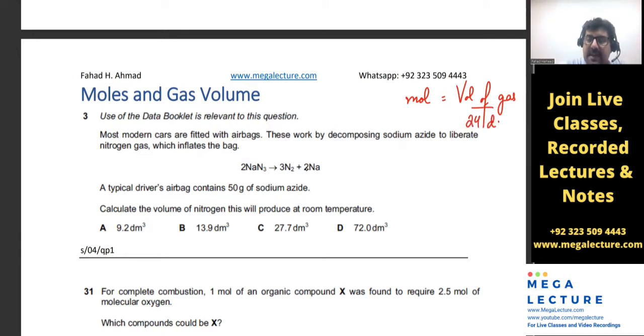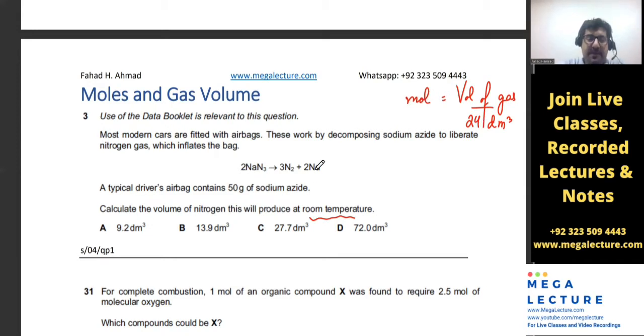But only at RTP. Remember, there's going to be another formula which is not at RTP, but that's a different formula and a different chapter altogether. So you must read this very carefully. Is it at room temperature or is it not? In O-levels, it didn't matter, because it was always at RTP. Here, there's going to be a difference. Things will not be at RTP as well. So this only works at RTP. So moles are given, multiply by 24, you find the volume of gas.